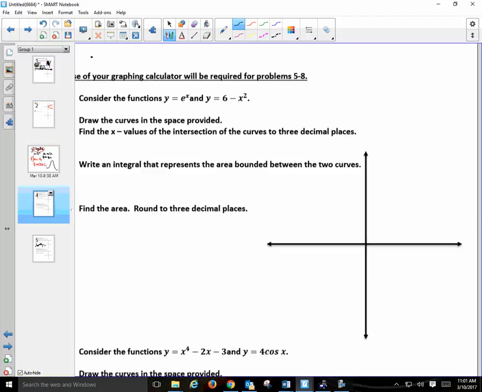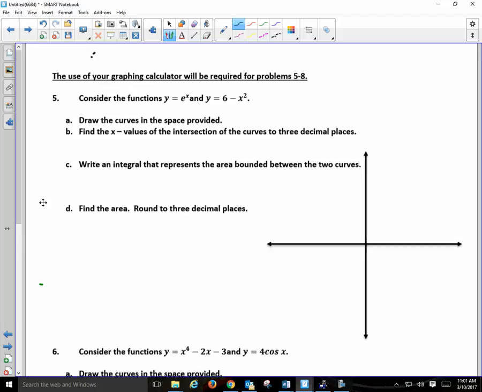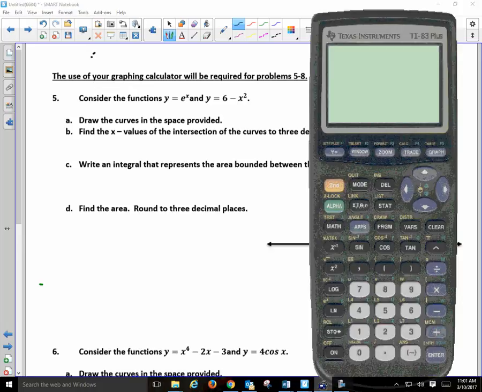Let's look at problem number 5. Number 5 says, graphing calculator will be required for problems 5 through 8. It says, consider the functions y equals e to the x and y equals 6 minus x squared. Draw the curves in the space provided. So let's figure out what that looks like.